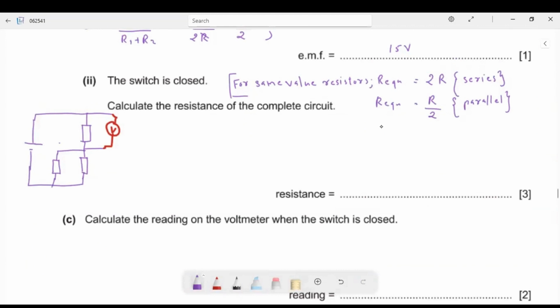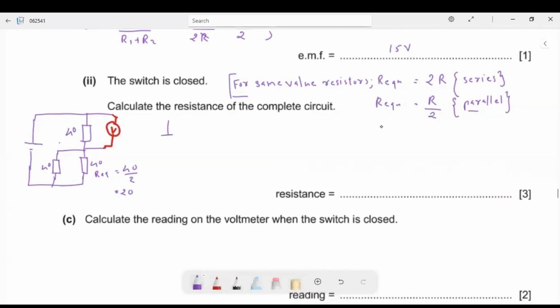Next, the switch is closed. So here the switch is being closed. Calculate the resistance of the complete circuit. For same value resistances, if you connect two resistors in series, the equivalent resistance will be 2 into R. If you connect two resistors in parallel, the equivalent resistance will be R by 2. So the value of the resistor here is 40 ohm. This also 40 ohm. This also 40 ohm. These two are in parallel. So the equivalent resistance R equivalent will be equal to 40 by 2, that is 20 ohm.